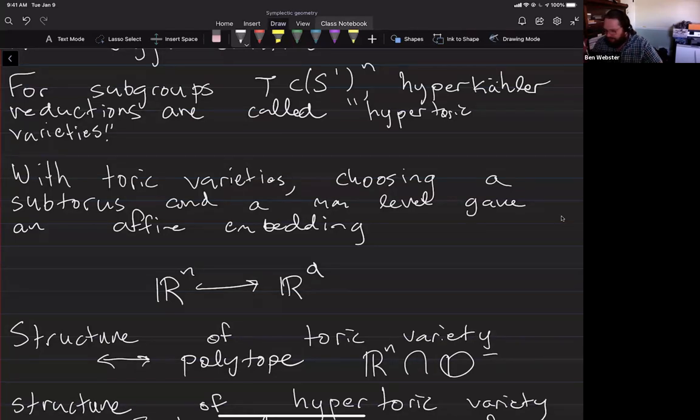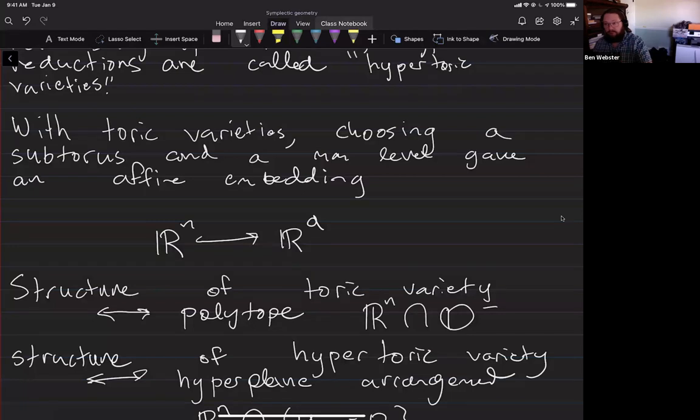Let me remind you, with toric varieties, what you do is you choose a subtorus and a moment map level. This gives you an affine embedding of R^n into some bigger R^d as an affine subspace. And the structure of the toric variety that comes out when you do the reduction has to do with taking that image of R^n and intersecting it with the negative orthant, basically, because when I take C^d and look at its moment map image, that's the whole negative orthant. And so if I do the reduction of C^d with respect to the smaller torus, I get something whose moment map image is the intersection between this affine subspace and the orthant, which is of course a polytope.